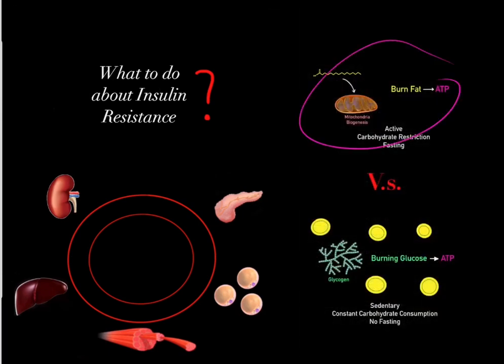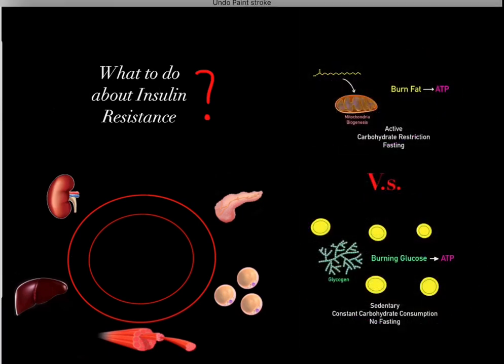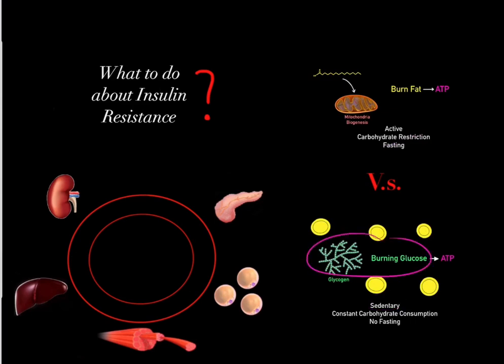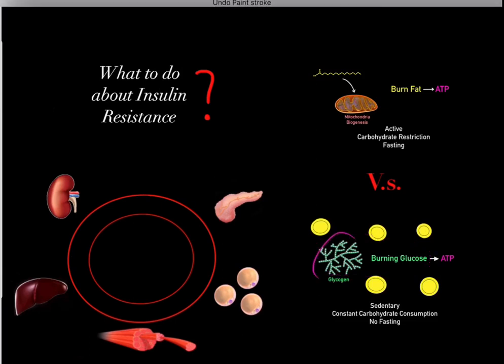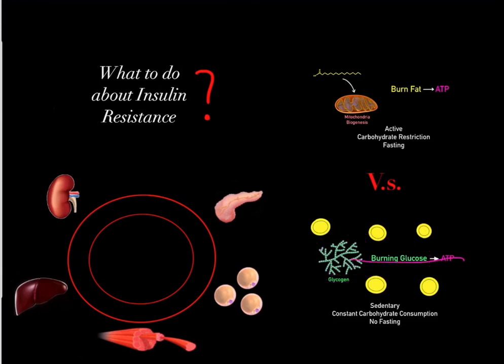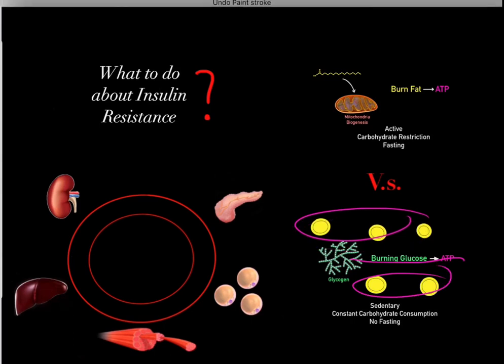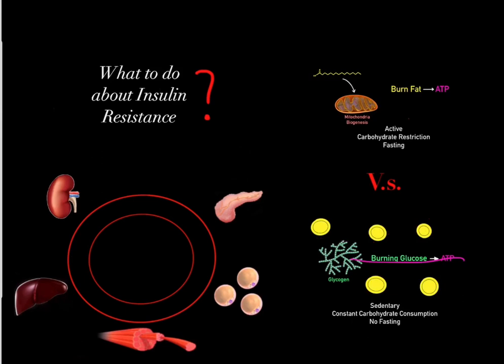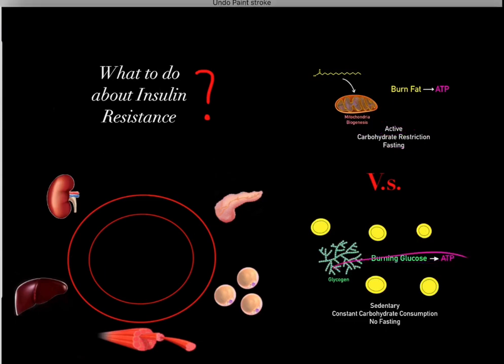So the key idea is that there are two different lifestyles. There's one lifestyle where you're sedentary and you're constantly all day long eating carbohydrates. So in that circumstance, you're going to have a lot of glycogen, so you're constantly going to burn glucose as your source of energy. So all that excess fat is just going to stay around and become sedentary lipid droplets, which we know causes problems. However, if you're active and you go through periods of fasting and carbohydrate restriction, you're going to use up all that glycogen.